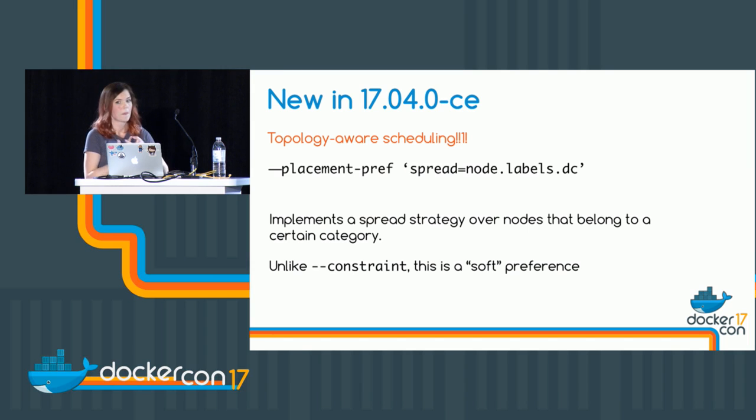Brand new in Docker 17.04 is topology-aware scheduling. This is not a constraint, but a preference. What this does is implement a spread strategy, trying to spread the work out over the nodes evenly for nodes that belong to a certain category. Unlike constraint, this is a soft preference. So if it can't be satisfied, the scheduler is still going to try to run your work somewhere else. It's not as hard as constraint. You can't get into a state where a job is scheduled that shouldn't have been allowed to be scheduled. It's a soft preference, so you have to know the difference when you're using it.